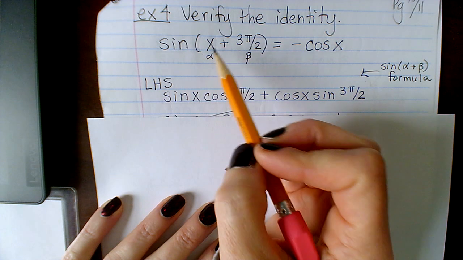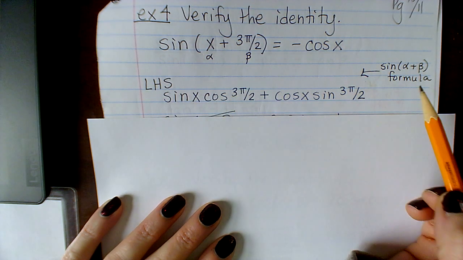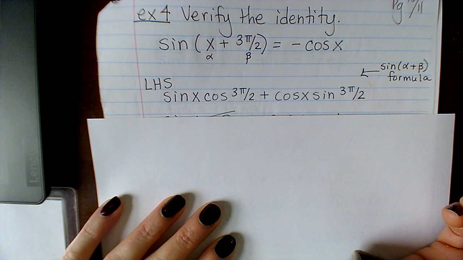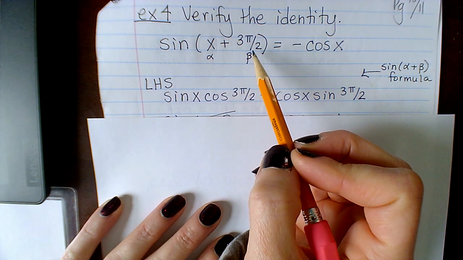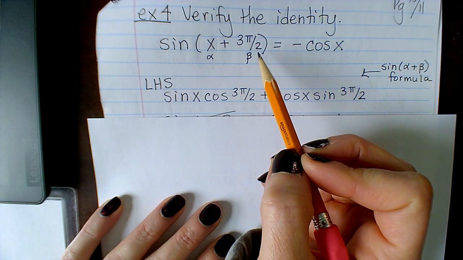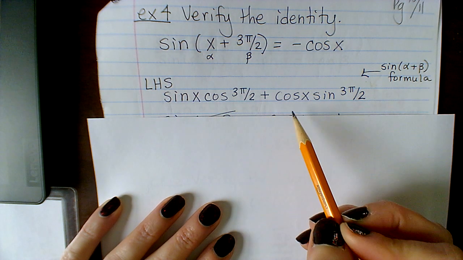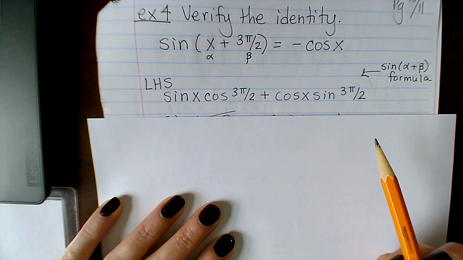So because this is that sine alpha plus beta, where alpha is x and beta is 3 pi over 2, I used that sine of alpha plus beta formula. Do not distribute that sine. I cannot say that enough times. Don't distribute the sine or cosine or tangent. So we get sine alpha cosine beta plus cosine alpha sine beta.